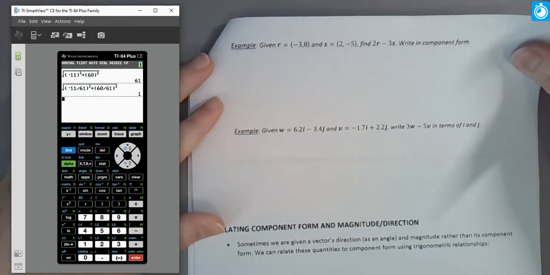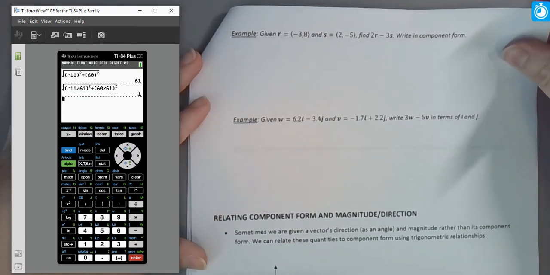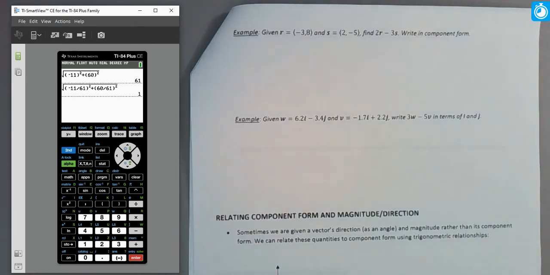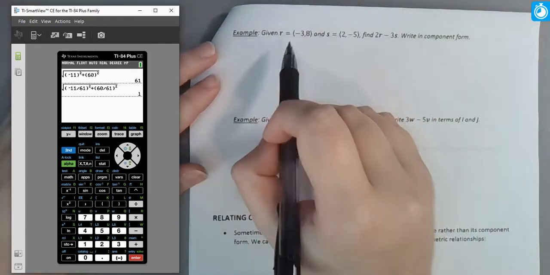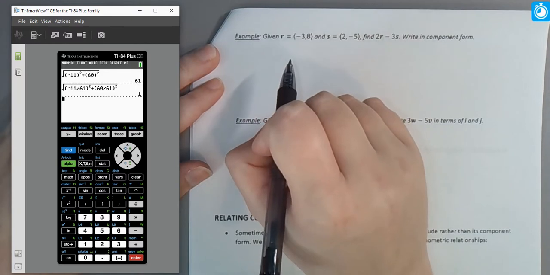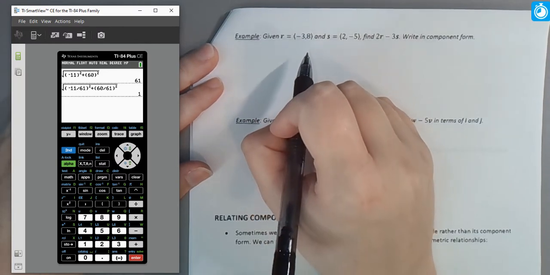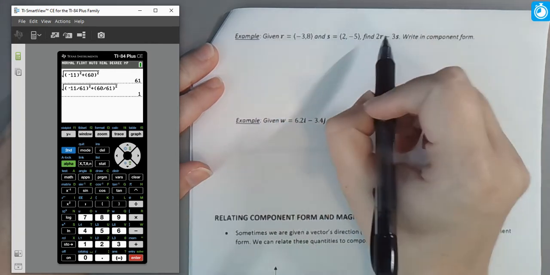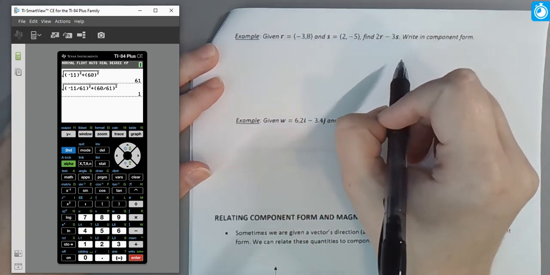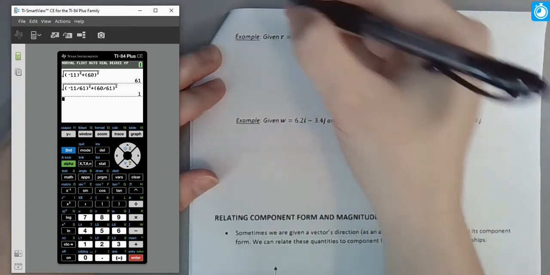Now let's just do a little bit of additional algebra, some slightly more complicated situations, just algebraically. Now you're probably wondering, where's all the trig in all of this? We're about to get there. Okay, so vector R is defined with components -3 and 8. Vector S is defined with components 2 and -5, and we want 2R minus 3S in component form.